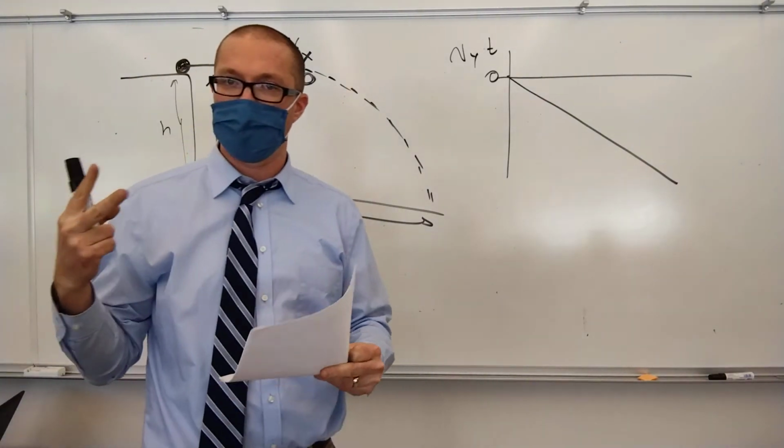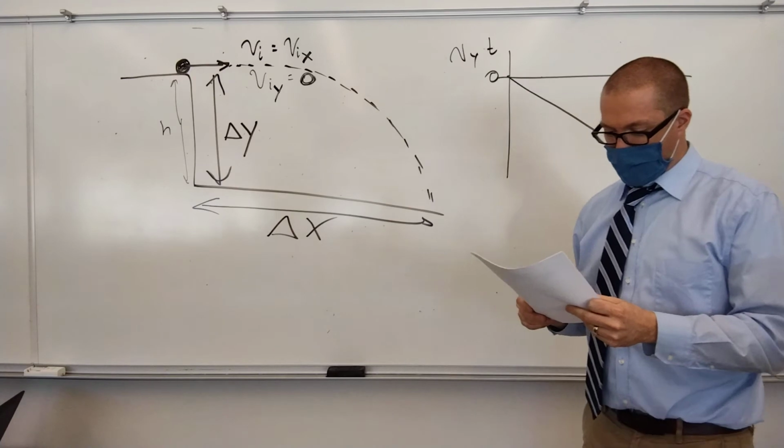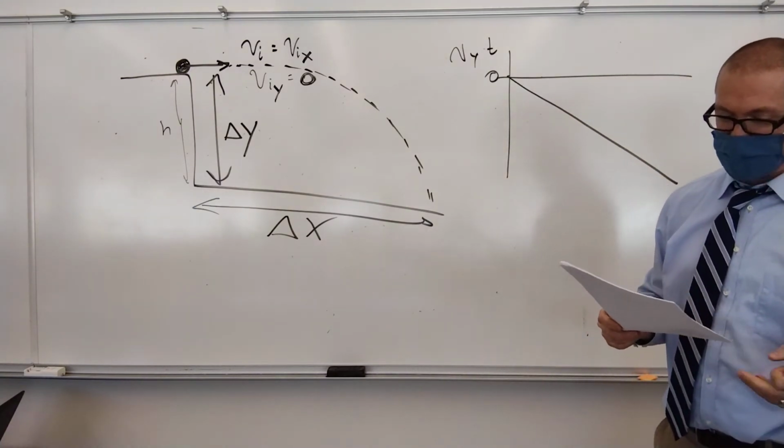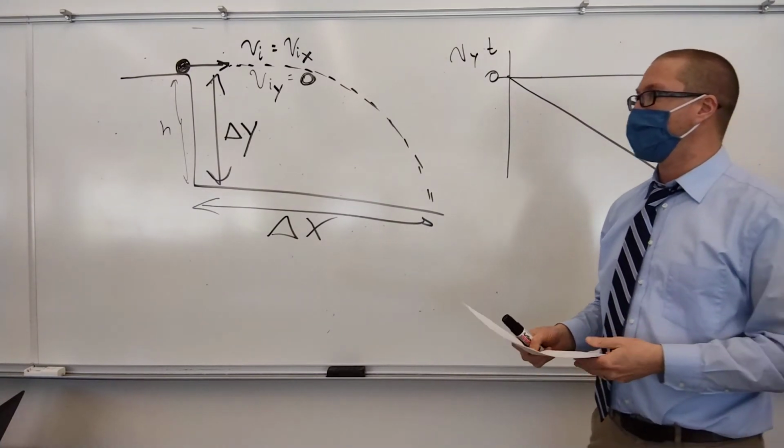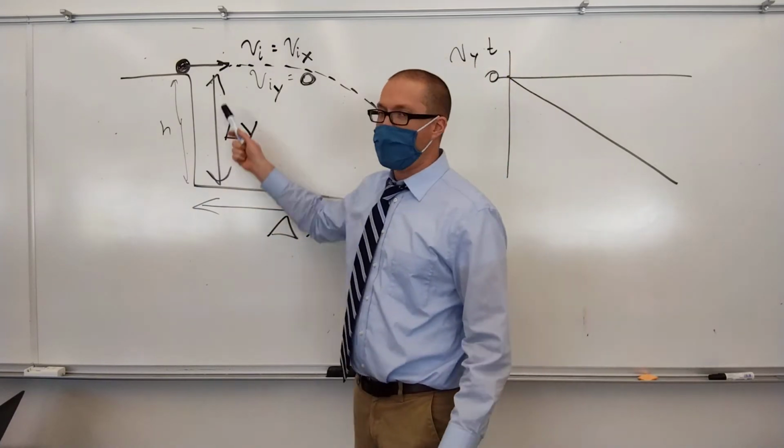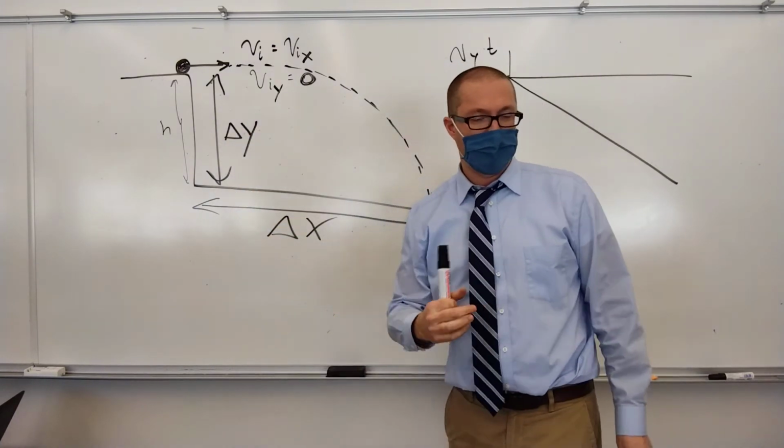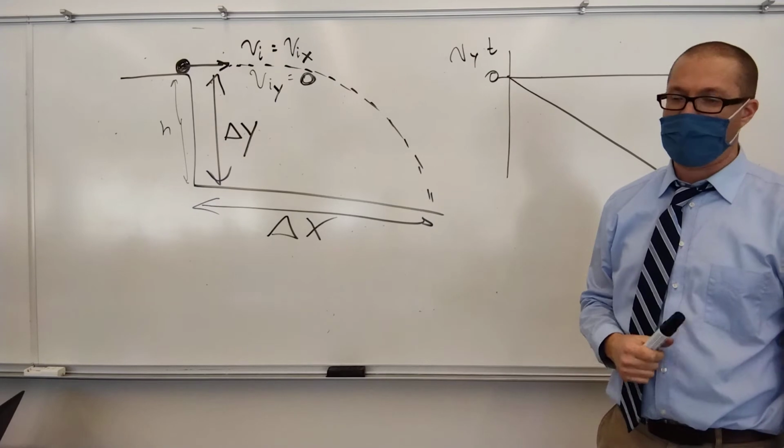So it's moving in two dimensions. The time it takes for the ball to hit the ground depends on the y direction. So typically, we're going to use the information about the y direction here to figure out how long it's going to take to hit the ground.